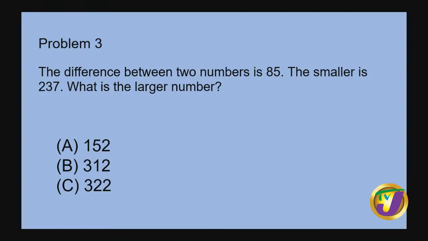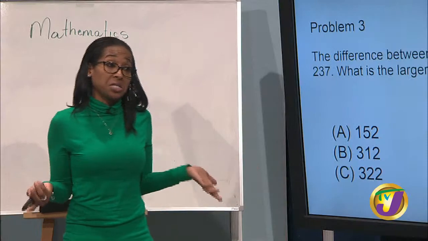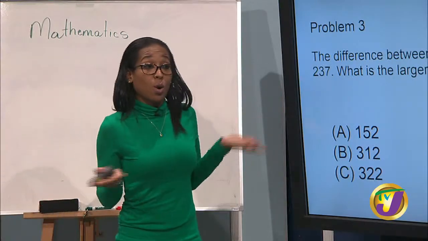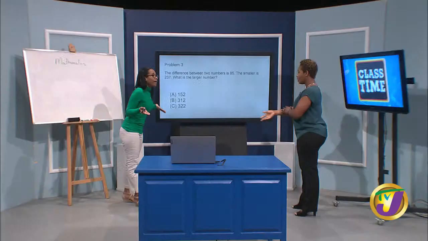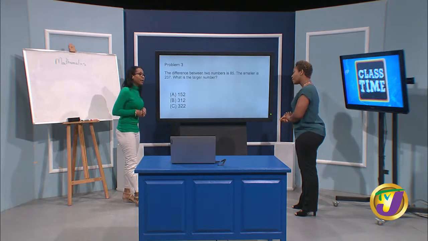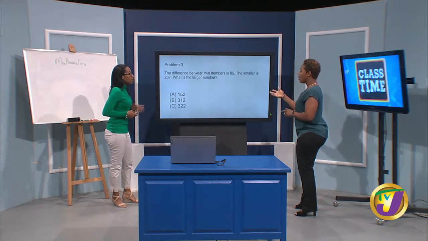So how are you going to check if you're right? I want to guess and say B, 312. You're saying it's C, 322. How can we figure it out? I'm going to subtract 237 from 322. Well, how else was I going to get 85? That's why I need to know.